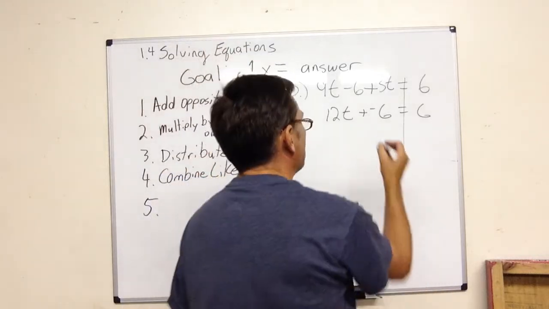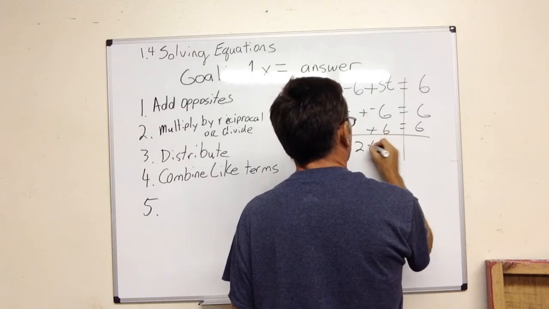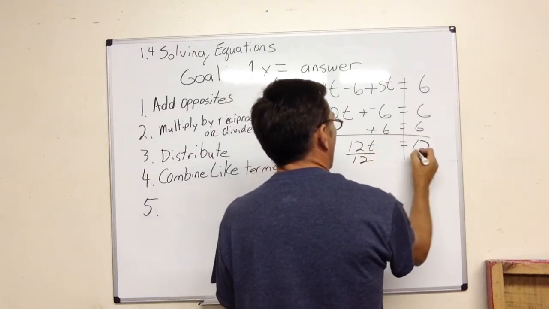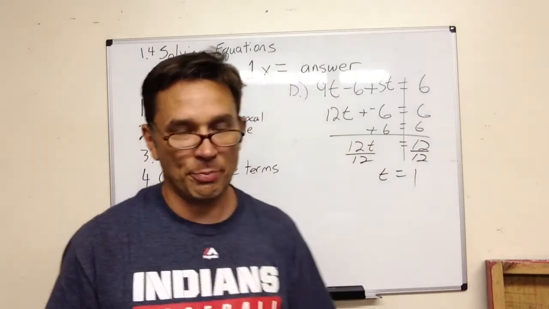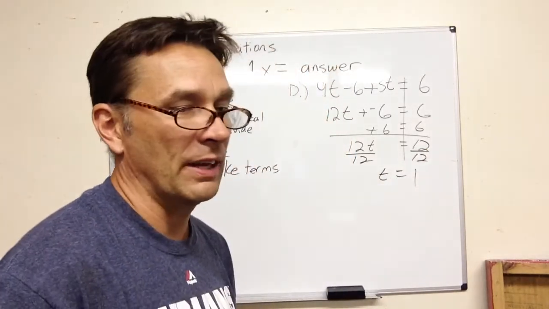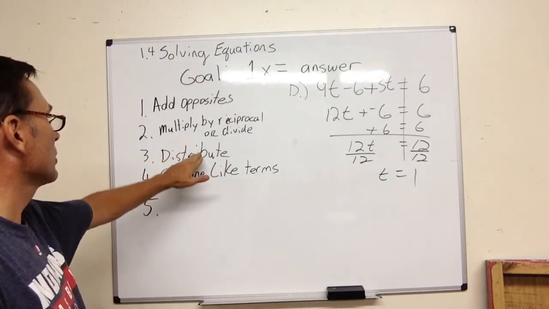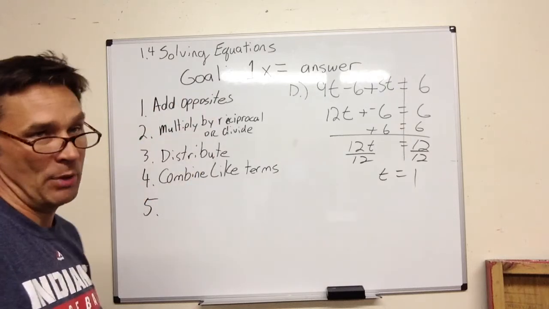Now, again, we add opposites, add 6. We get 12. We divide by 12. And we see t equals nice, pretty number 1. A nice answer like that. So up to 4 ways we can solve. We want to look to distribute or combine like terms first, and then add opposites, and then multiply and divide.